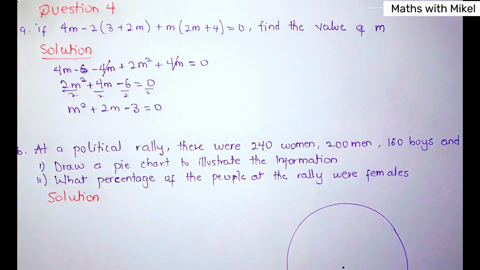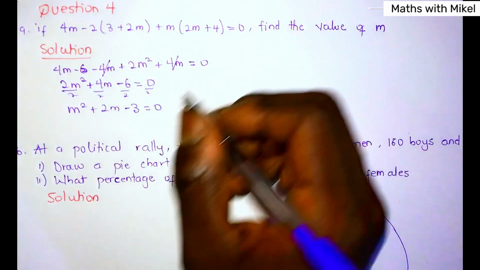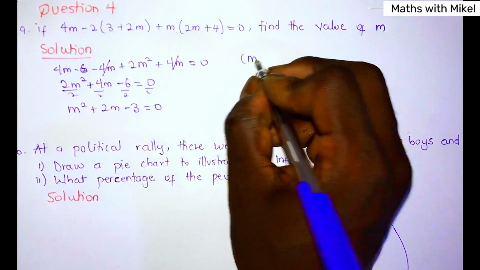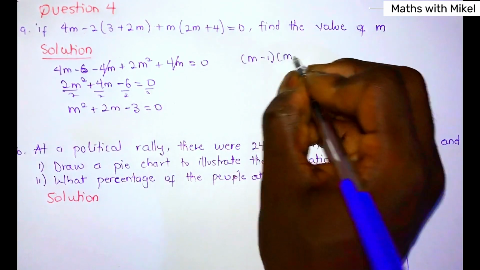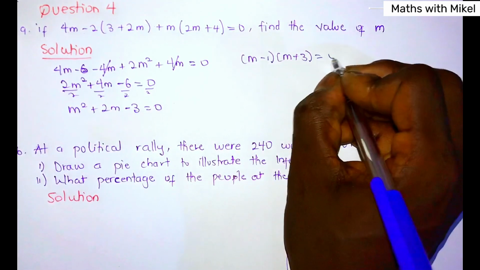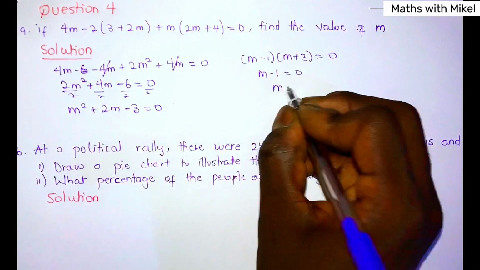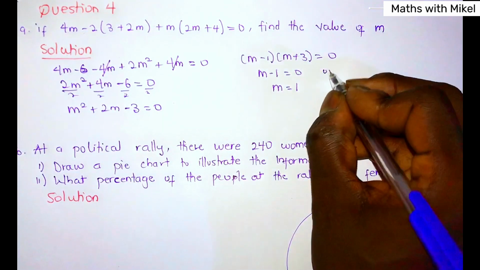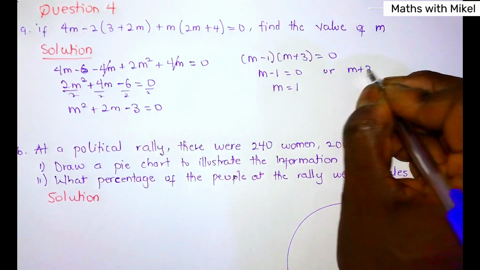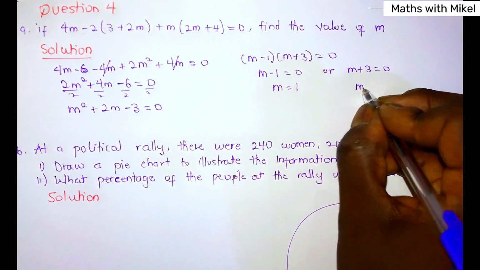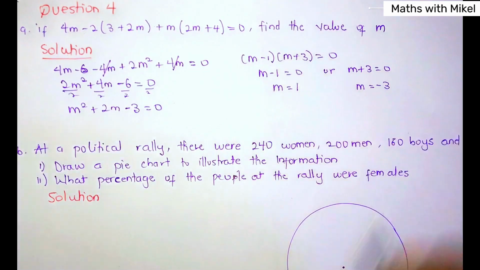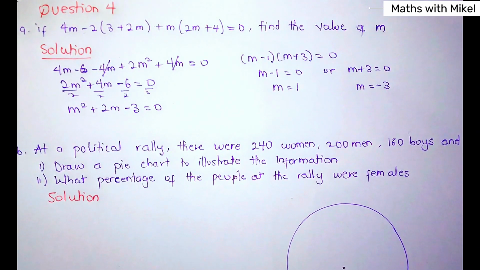So I find the factors, and if I simplify, I get (m minus 1)(m plus 3) is equal to 0. So m minus 1 is equal to 0, m is equal to 1. Or m plus 3 is equal to 0, m is equal to negative 3. So these are the values of m. So that answers the A part of the question.